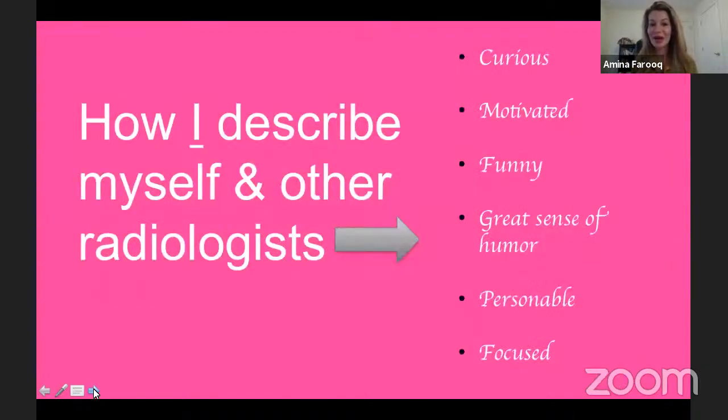But how do I describe myself and other radiologists? I would describe myself as curious, motivated, funny, great sense of humor, personable, and very focused when it comes to what I do. So as you can see, this is very much in contrast to what other people's perceptions are.